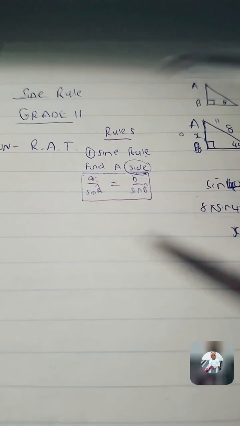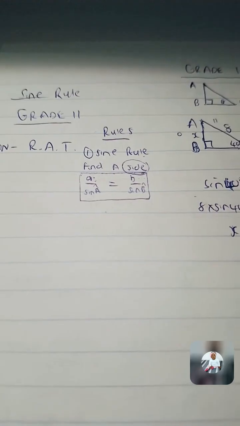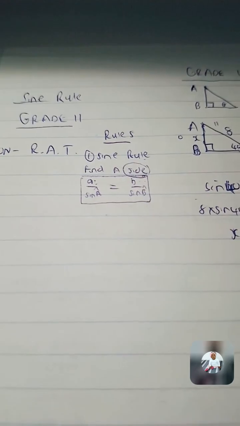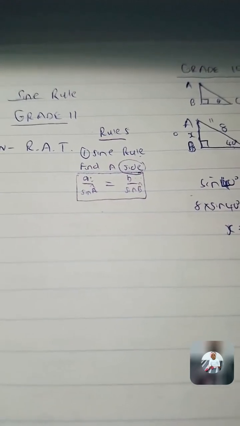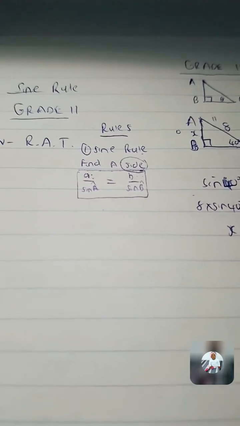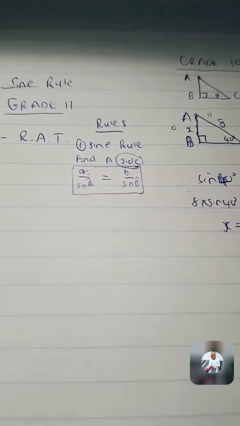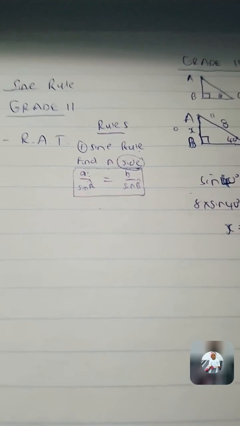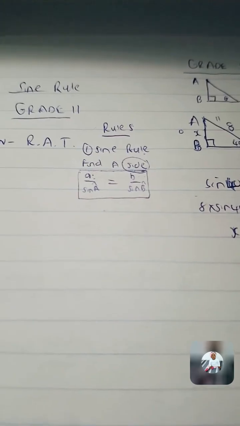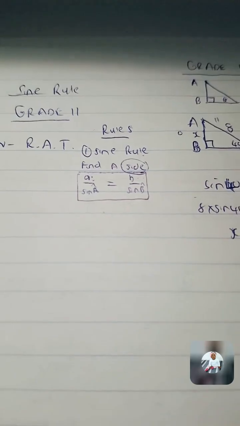There is a condition to using this rule. You must have a side opposite a given angle. That must be given to you. And then the side that you are looking for must be opposite an angle that is given. Or, if you want to find the angle, then you must be given a side and an angle opposite it. Then the angle you are looking for must be opposite a given side. That's the condition of use for the sine rule.